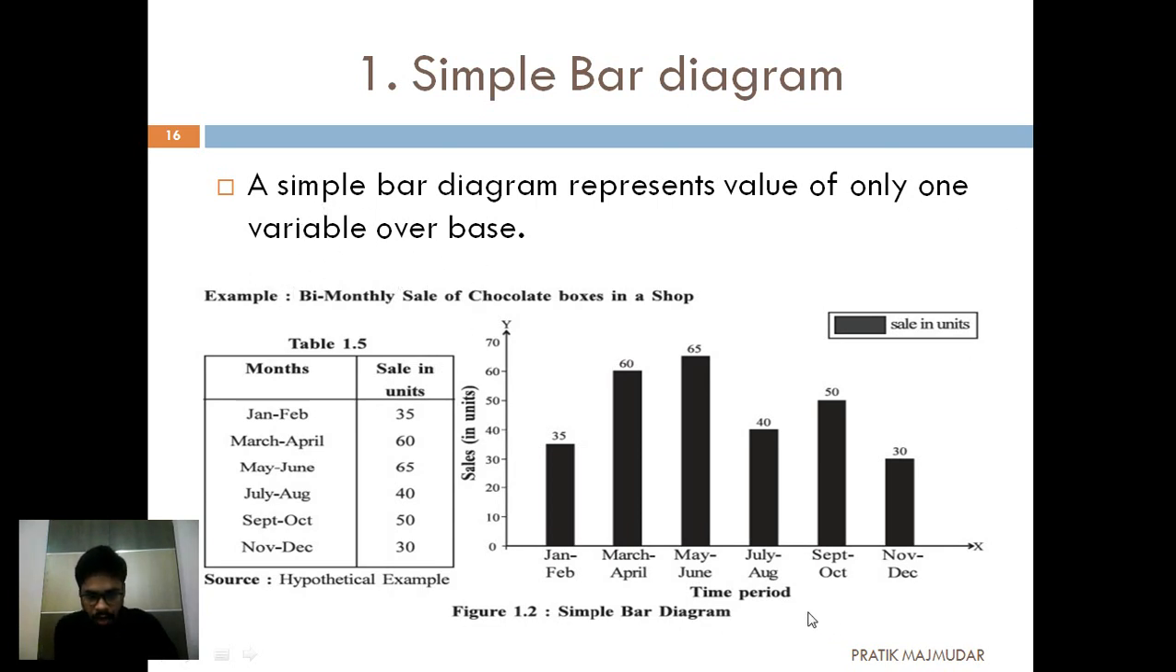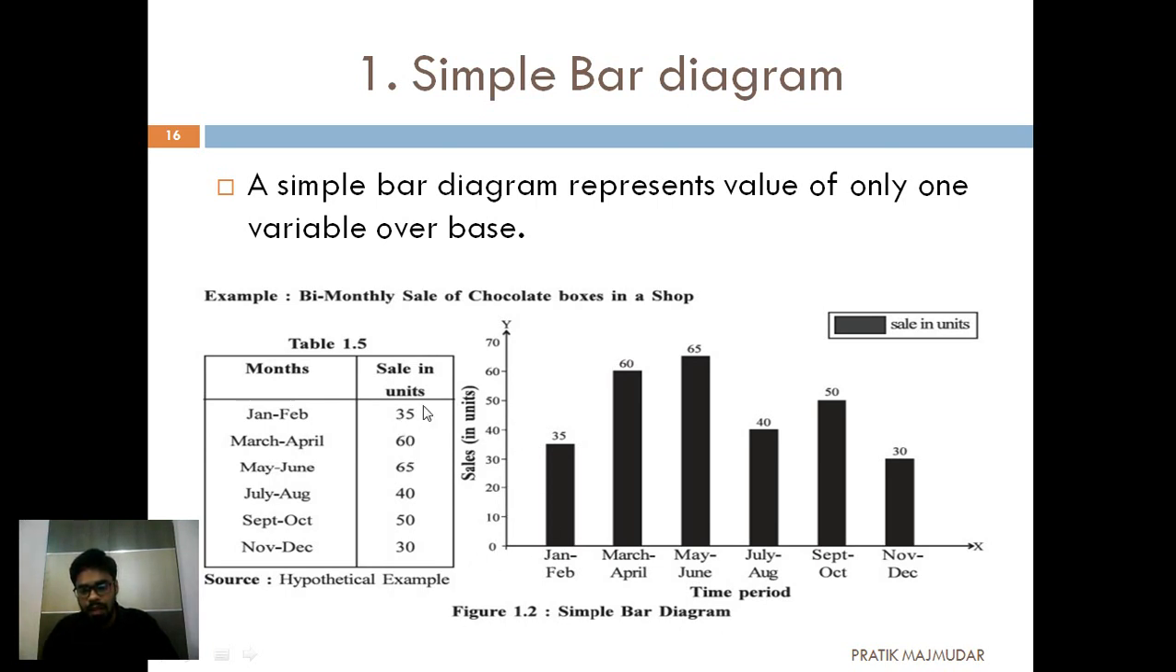Consider this. What is the one variable? The one variable is sales in units. There is only one variable shown over here, sales in units. On the x-axis we have shown the time period. The time period is in months, 6 different months are taken, reported two months at a time, January to February. Then the sales in units is 35.